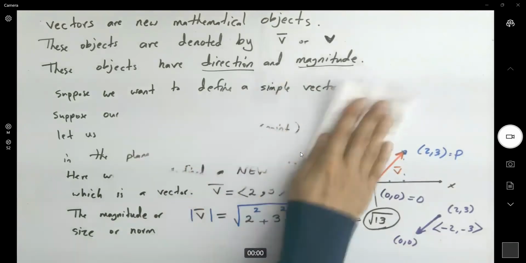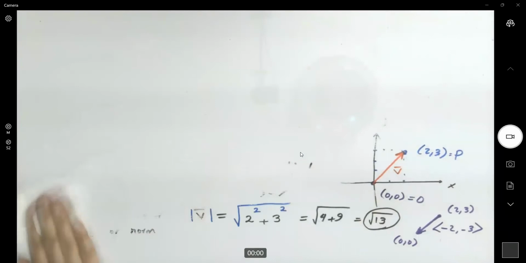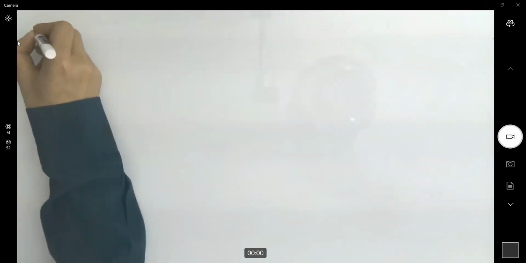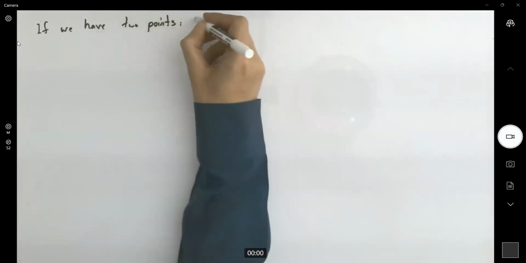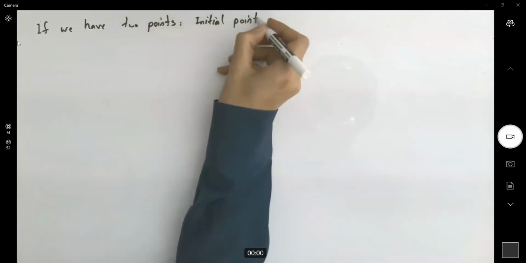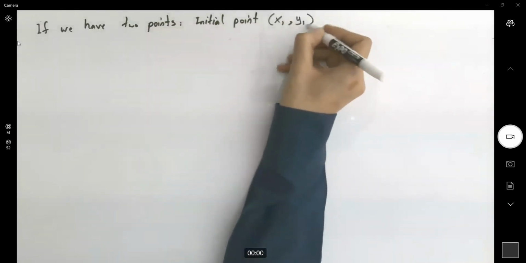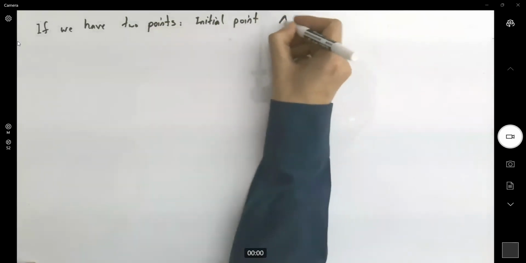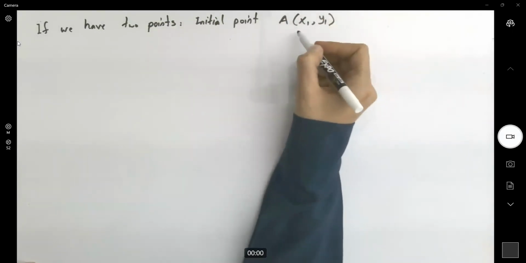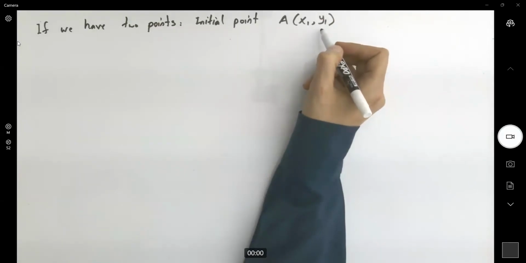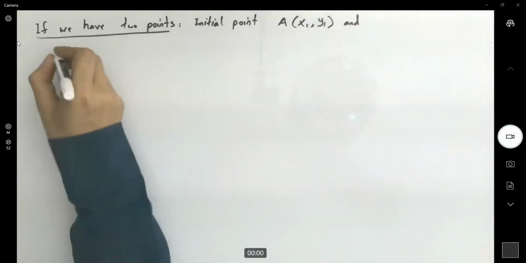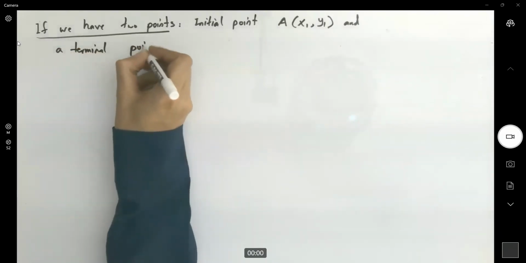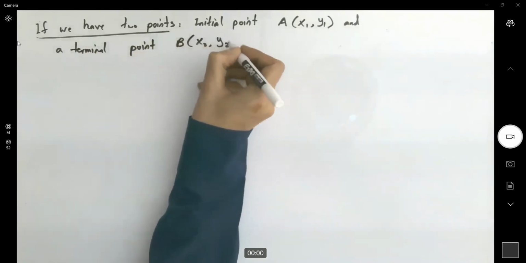Very good. So now let us talk about the abstract stuff. What are the formulas that we're going to use? So first of all, if we have 2 points, the initial point, the initial position, x1, y1. Let us call it A, x1, y1. The first coordinate is x1, the second coordinate is y1. So this is my initial point. And a terminal point, like B, x sub 2, y sub 2.